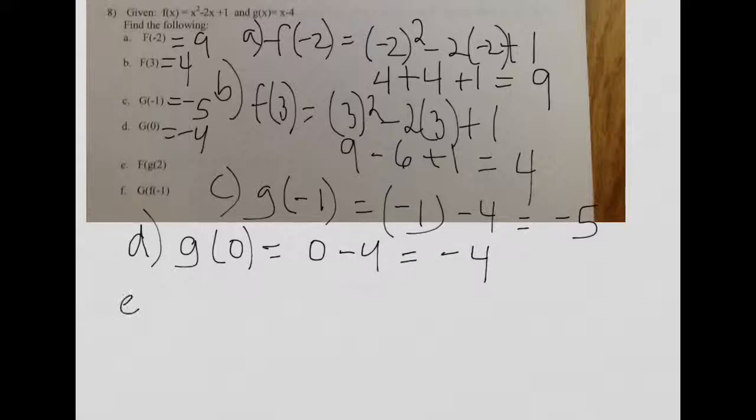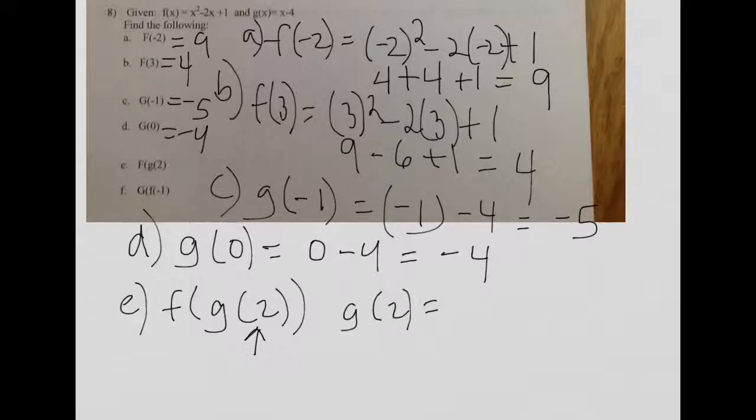Alright, E and F are a little different. It's a composition of functions. So I always need to do the function that's closest to the number, which is the g function. So I'm first going to do g of 2. So let's replace the 2 for my x, and I get negative 2.